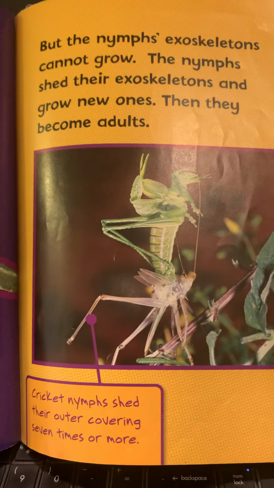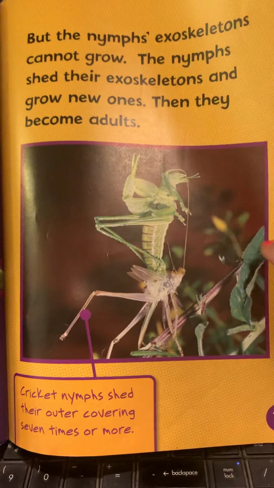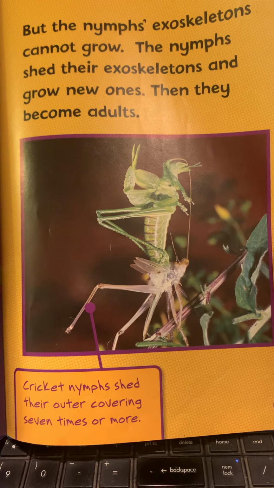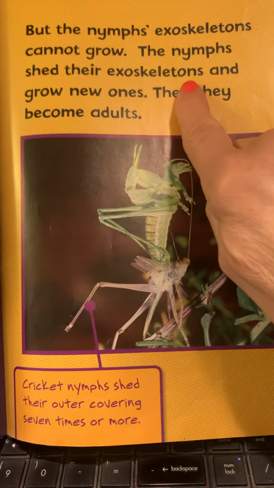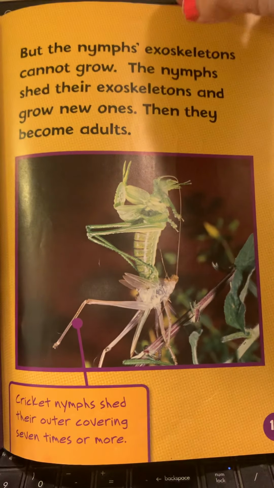Sometimes we see these on the ground. I especially see cicada coverings or exoskeletons. Exoskeleton means outside of the body. Your skeleton is inside the body.